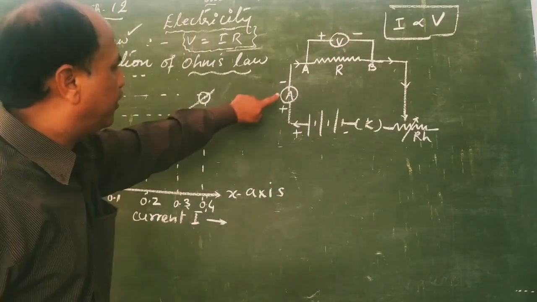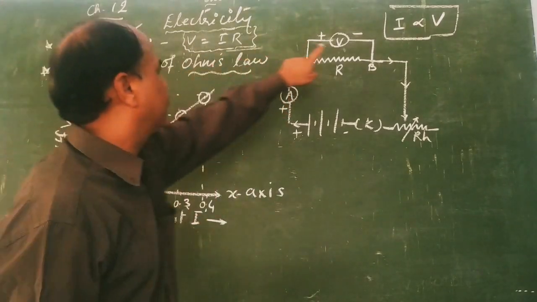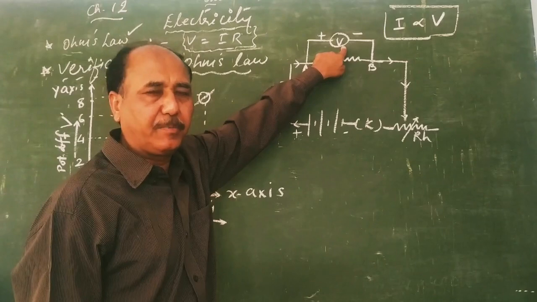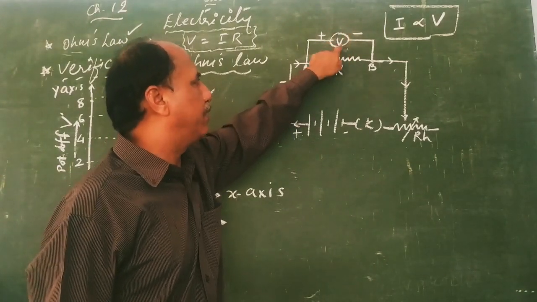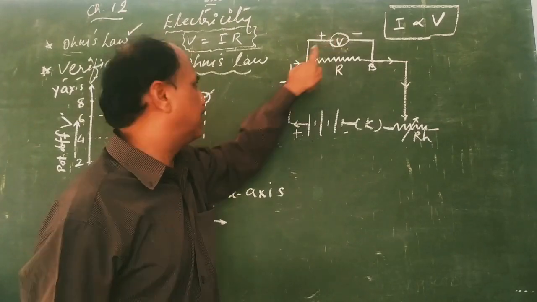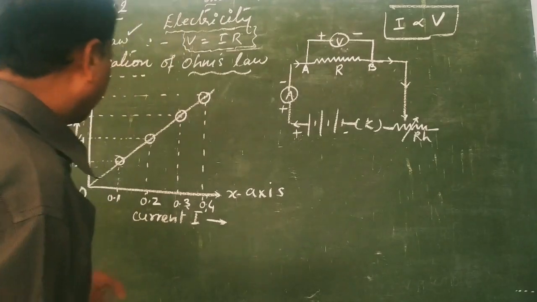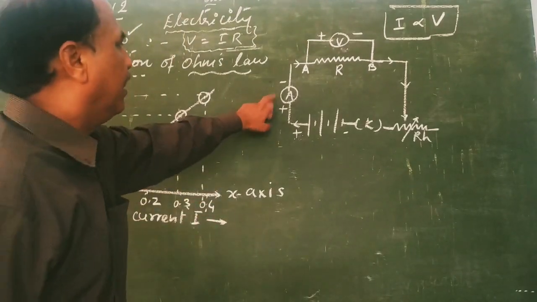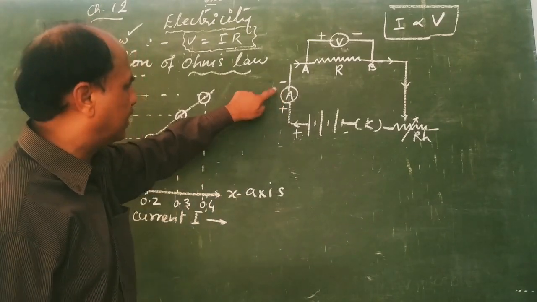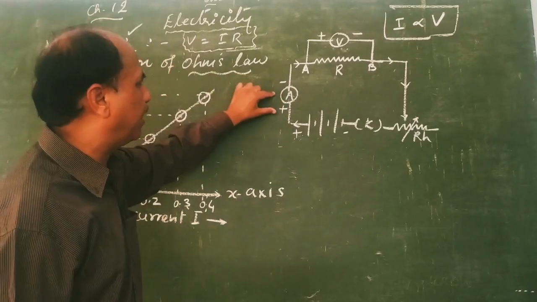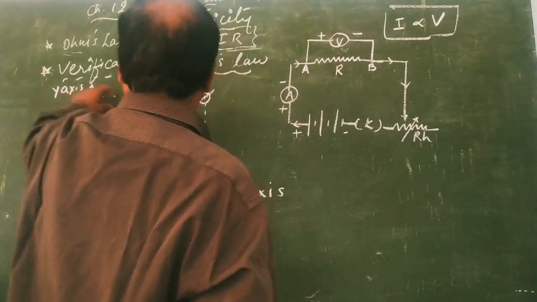When 0.3 ampere of current flows through the circuit, then 6 volts can be shown on this voltmeter, because a voltmeter is an instrument which is used to measure the potential difference across the ends of any conductor or resistor. And for 0.4 ampere of current, because the ammeter measures the amount of current, this 0.4 ampere of current will be shown on the ammeter here.